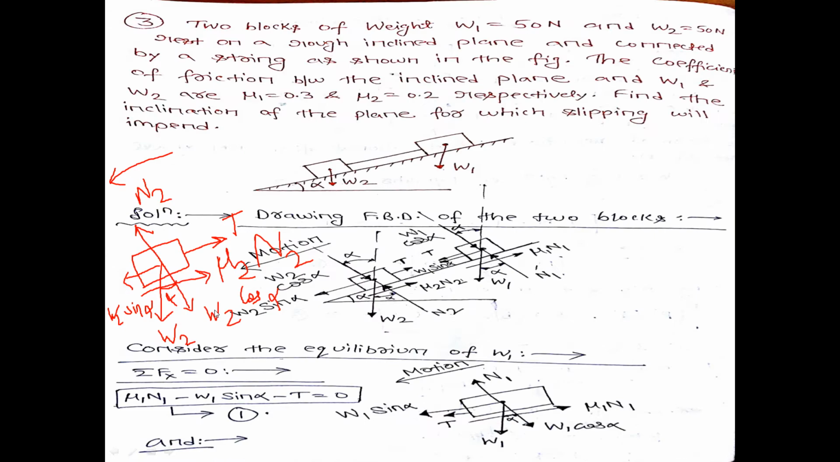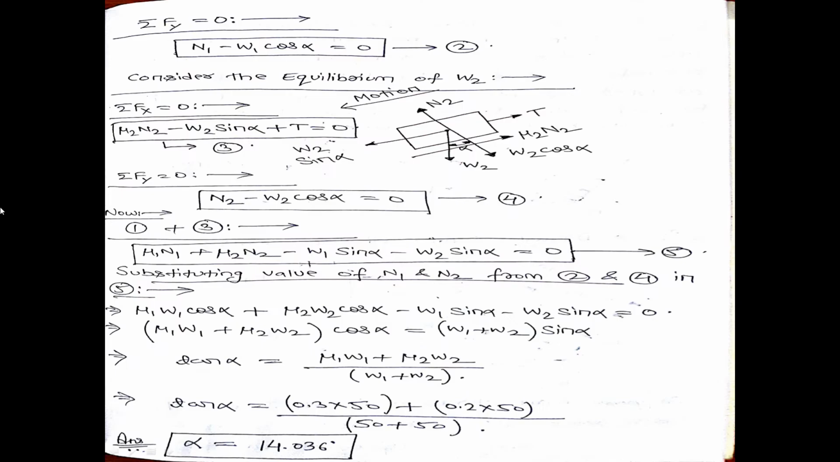And for the second block, if I write summation Fy equal to 0, what can I write? Plus N2 minus W2 cos alpha equal to 0. No other force is present. So finally I can write N2 equal to W2 cos alpha, which is equation 4. Any doubt in equation 3 and 4?